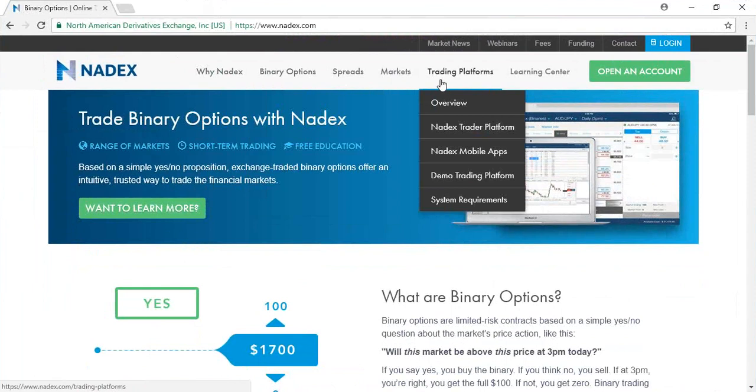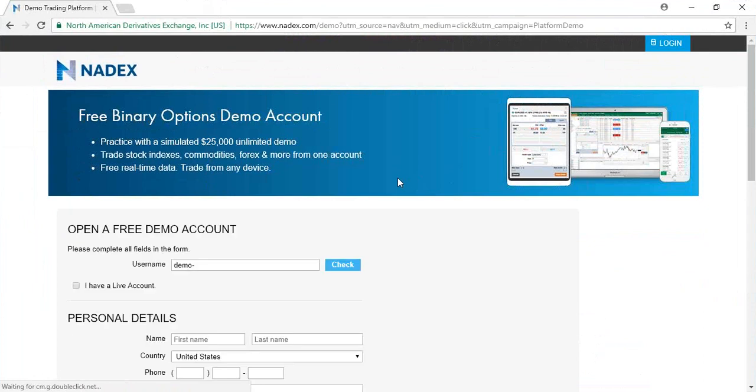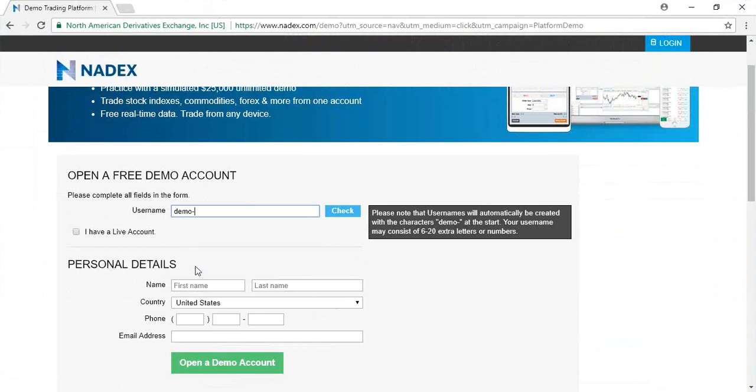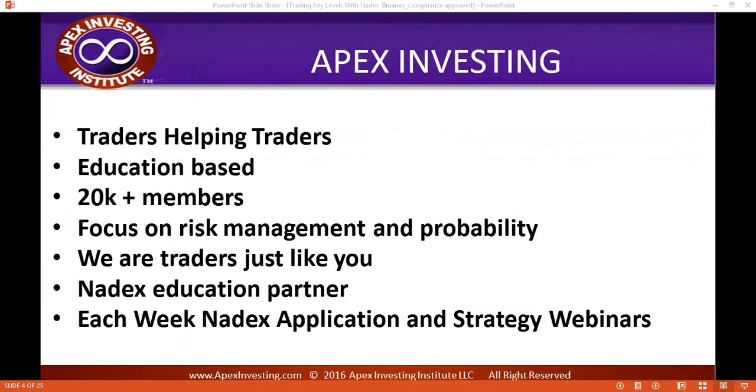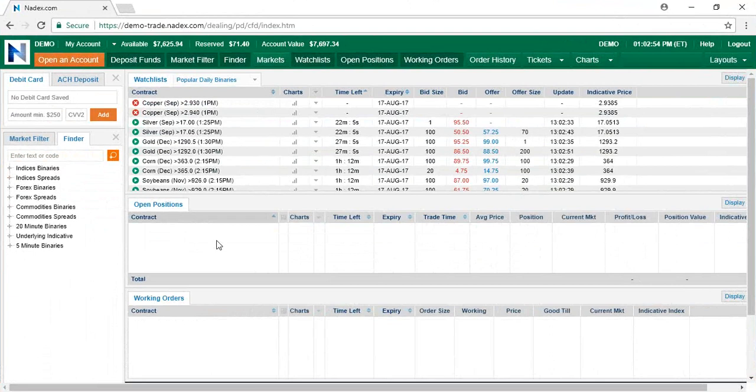And right here under trading platforms, Nadex has the online platform and a great mobile app. But right here, demo trading platform. If you don't have one of these, hop on literally right now while we're on this webinar and get one. Nadex will give you a free $25,000 demo trading account. You can select a quick username, fill out your information, and hit open demo. In just a few moments, you'll get an email with a temporary password. You can log right into the Nadex demo platform.